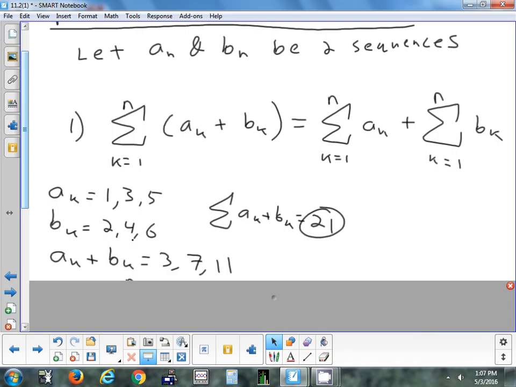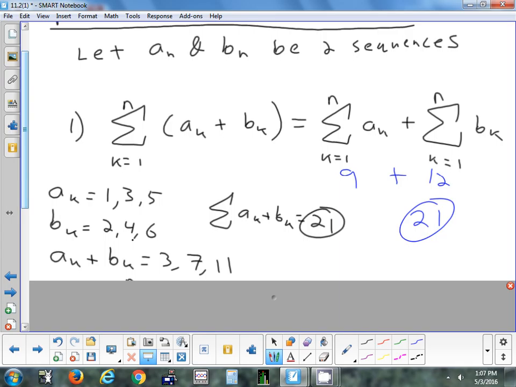Okay, let's look at the way on the right. It says first add up everything in A sub k. So what's 1 plus 3 plus 5? 9. Now add everything in B sub k. 12. And what's 9 plus 12? 21. Same thing. So that's what that rule says.